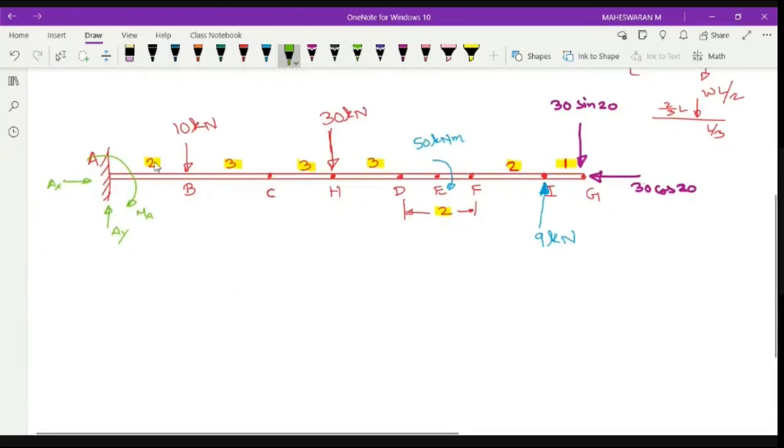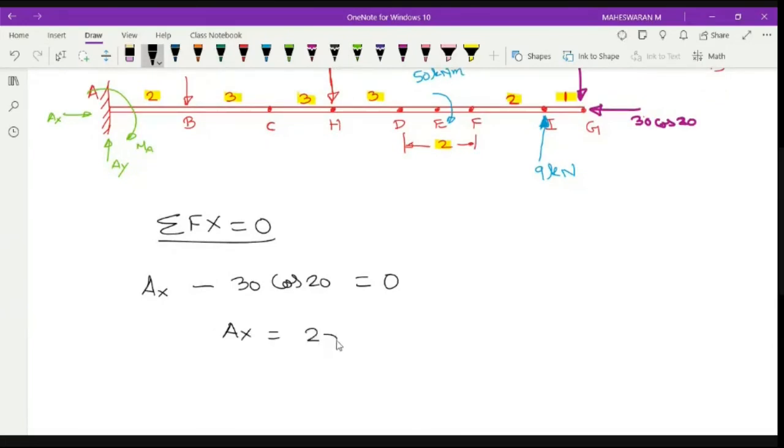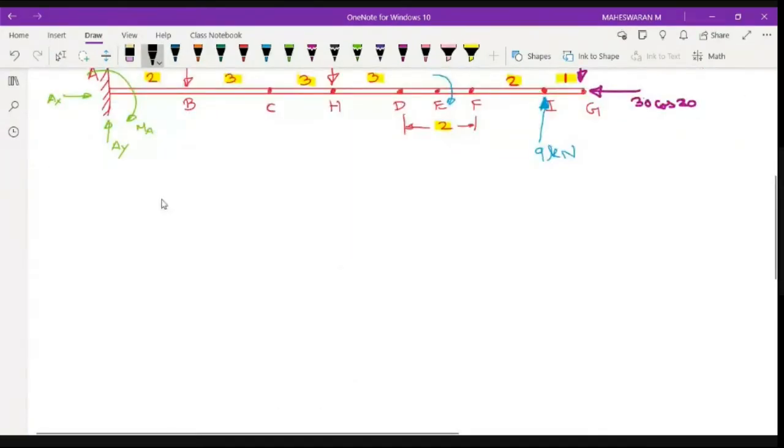Okay, right. So what I can do, I can say sigma fx is equal to 0. When I do that, what will I get? Ax, one x-axis force, then there is no other x-axis, only this one, minus 30 cos 20. This is equal to 0. So what will I get? What is your Ax then? 28.19 kilonewton. So that completes this part. Okay. Next, equate sigma fy is equal to 0.